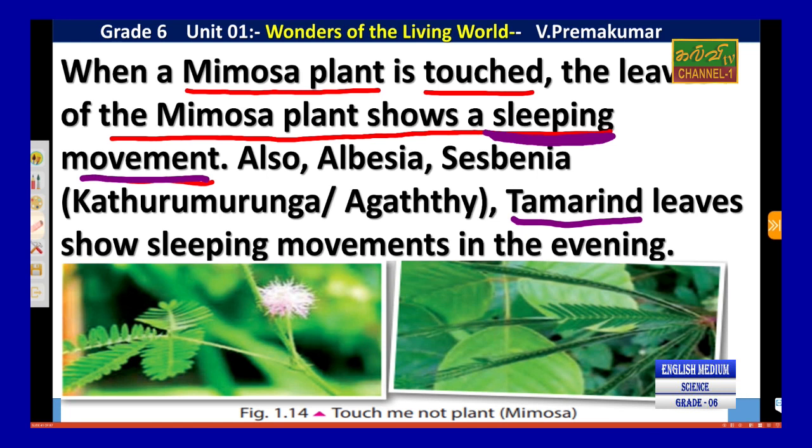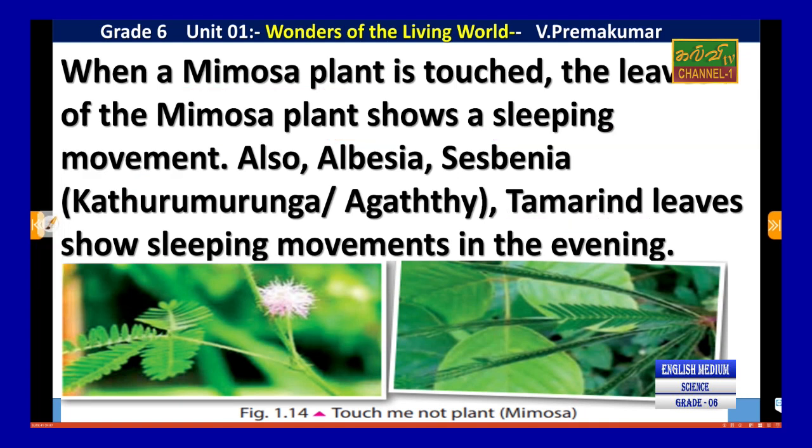So I think you have understood well what is going on. Some words are new, so you should remember those words, right? Here the tamarind, Sesbania, Akatti, Albizia, these are the names of plants. That is new. Okay, mimosa, right? We will go to the next slide.